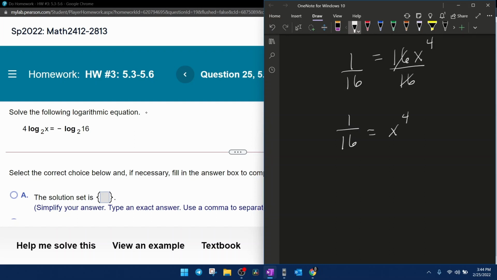And now that we have x by itself, in order to get rid of a power of 4, you're going to use a radical with an index of 4. We're going to have to take the fourth root of both sides to get rid of the exponent of 4. And the fourth root of 16 is a half.